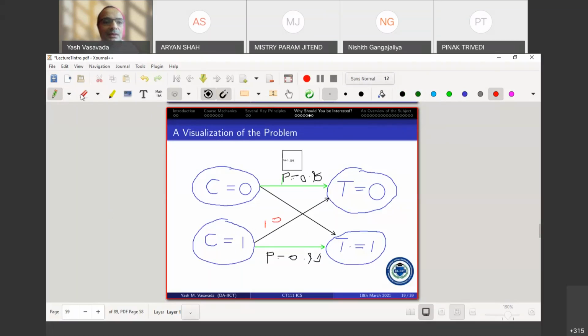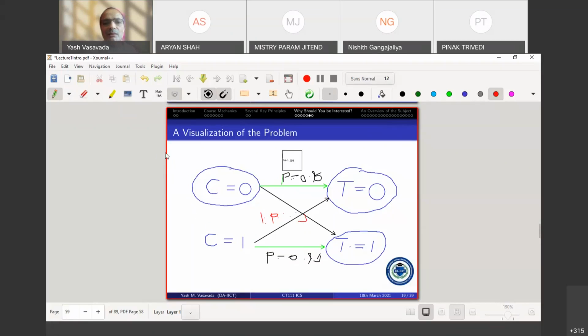Somehow this thing is giving me trouble today. But we just move on. This is 1 minus p, which is 0.05. Okay, it's not working very well, so I'll move on.